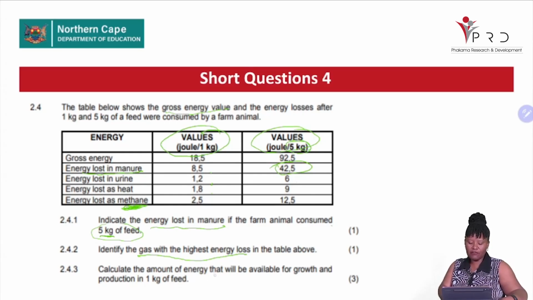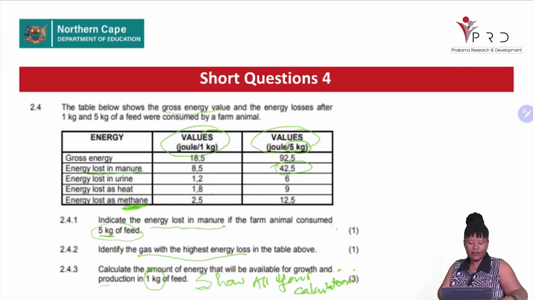Calculate the amount of energy that will be available for growth and production in 1 kg. And at all times, you must show all your calculations to play safe. You must show all your calculations.